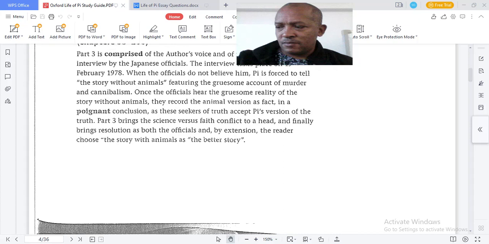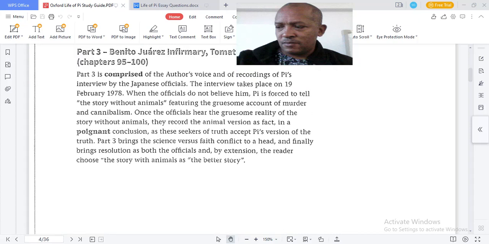Okay, let's talk about where he is here. You'll find recordings of Pi's interview by the Japanese officials in these chapters. The interview takes place on 19 February 1978. So there's an interview that he has with the Japanese officials. When the officials do not believe him, Pi is forced to tell the story without animals, featuring the gruesome account of murder and cannibalism.